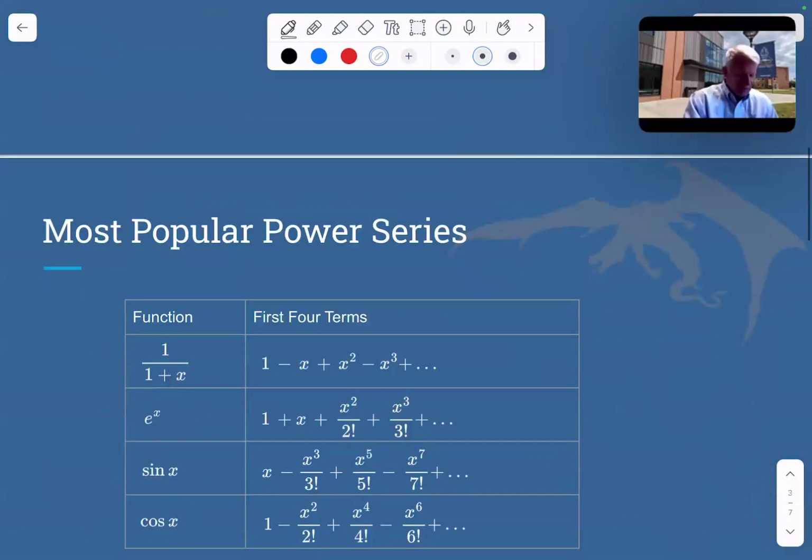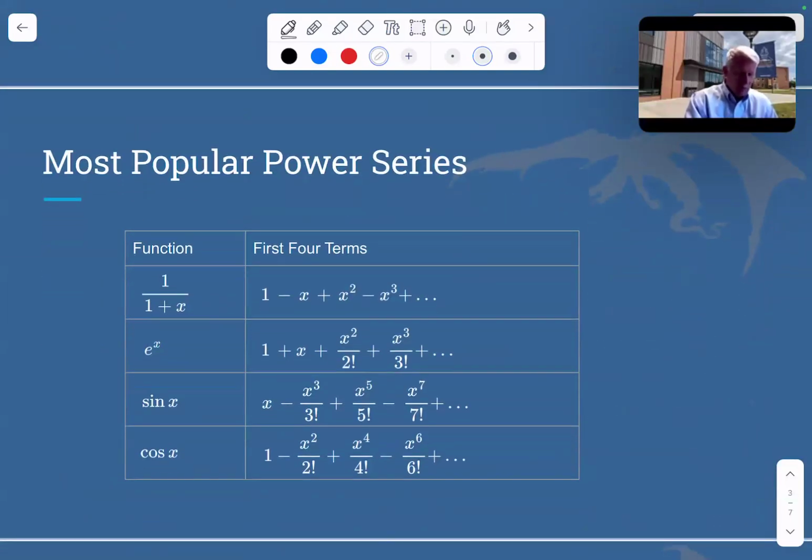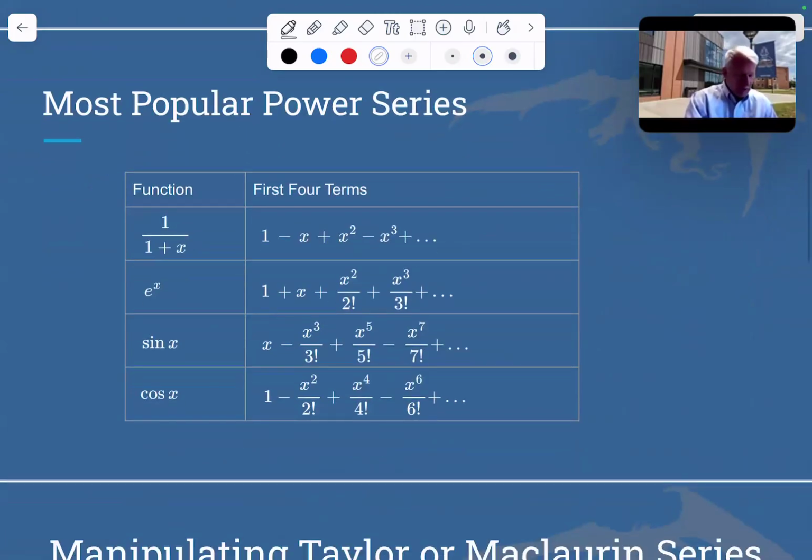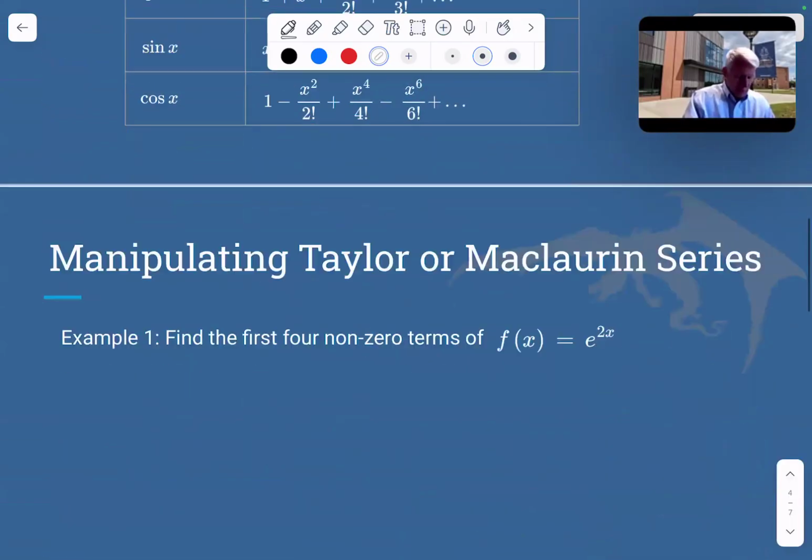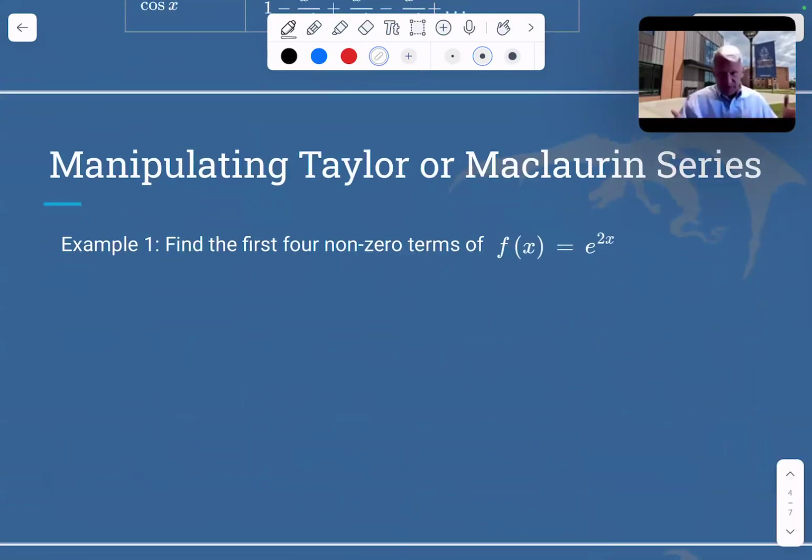So let me talk about the most popular, or most powerful, of these power series. These four are the most popular out there. I'll give you a second just to write these down, so you can put it on pause. Whenever you're doing these, a lot of times it's just easiest to jump in. So we're going to jump in and just practice one of these.